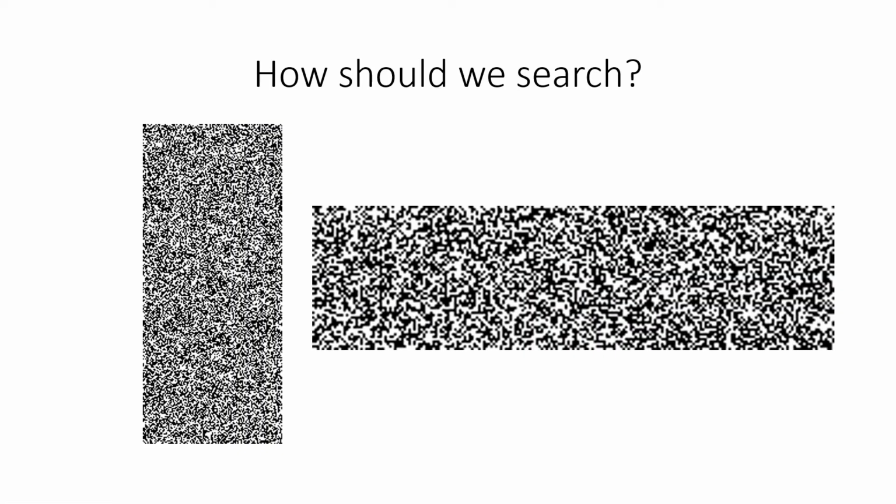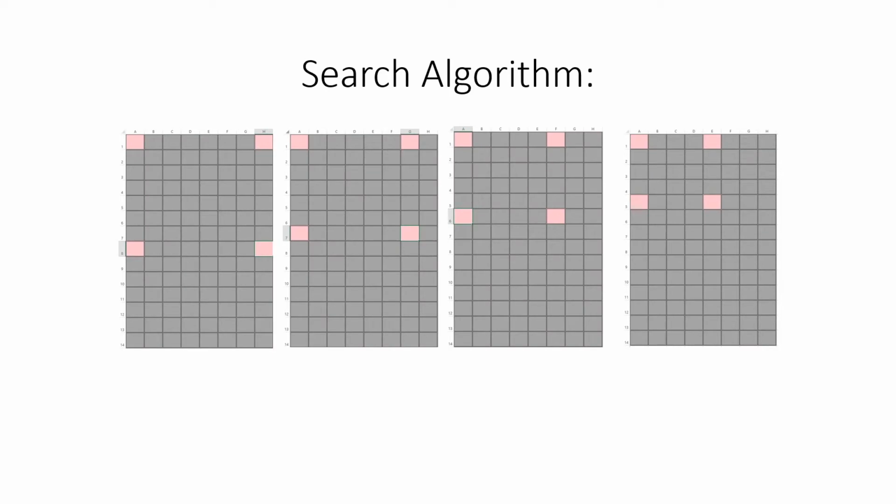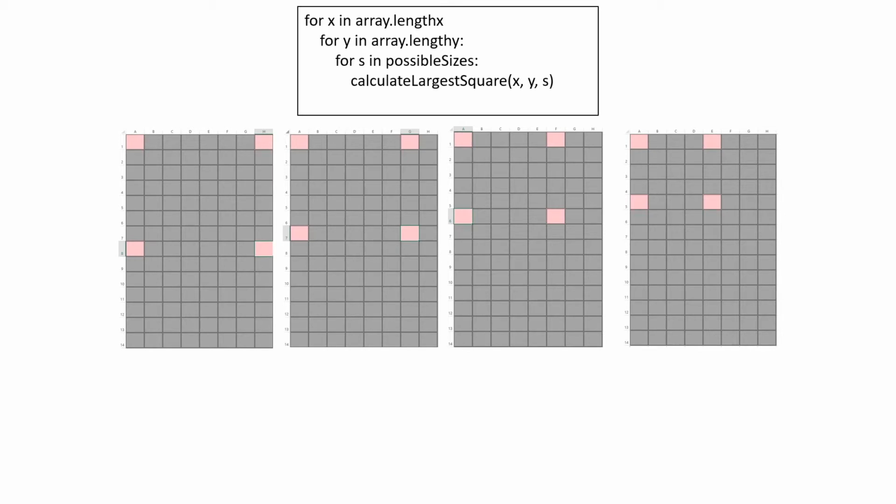How do we search? Well, the array could be a square, and the array could be a rectangle. So that rectangle could be horizontal or vertical. Either way, we're going to have to search differently. So here's how the search algorithm works, at least the one that I've implemented. For each of the x's, for each of the y's, for each of the sizes in the possible sizes, calculate the largest square.